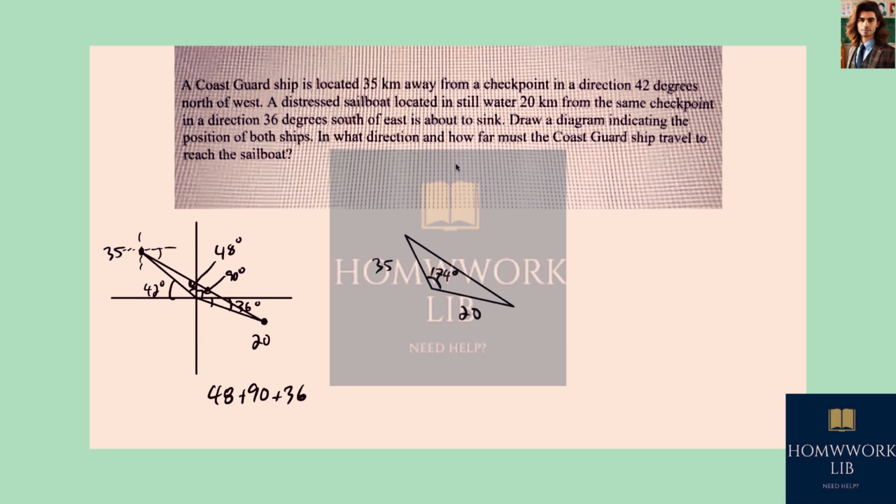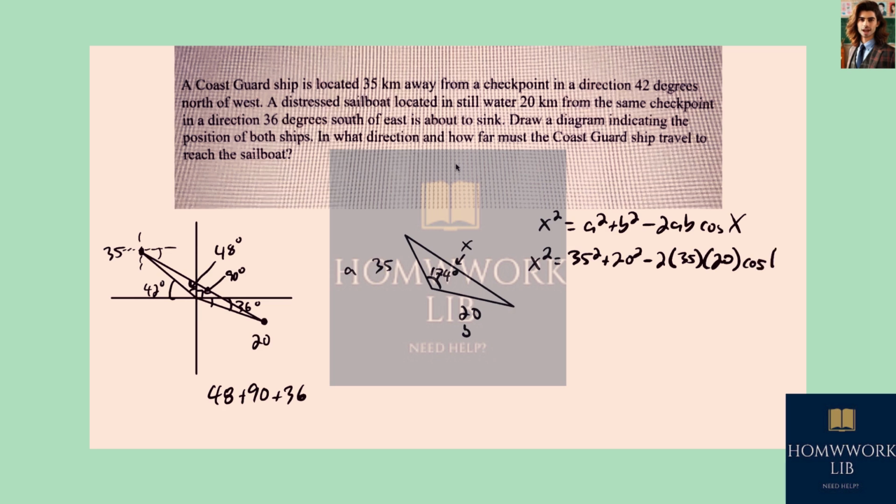Okay, so I'm going to use this with the law of cosines to find the distance between the two ships. Let's just call it x. So in my setup here, that's x squared, and this will be a and b. So x squared is equal to a squared plus b squared minus 2ab times the cosine of the angle, which in this case is 174. So it's going to be, keeping it consistent, 35 squared plus 20 squared minus 2 times 35 times 20 times the cosine of 174.